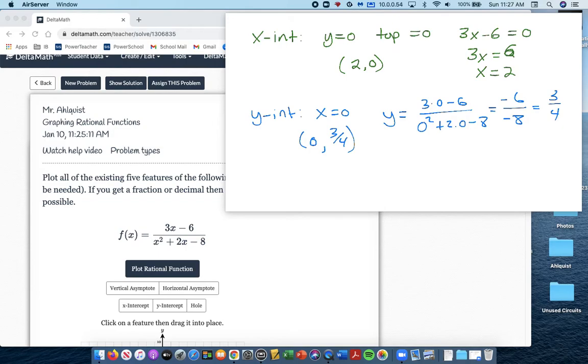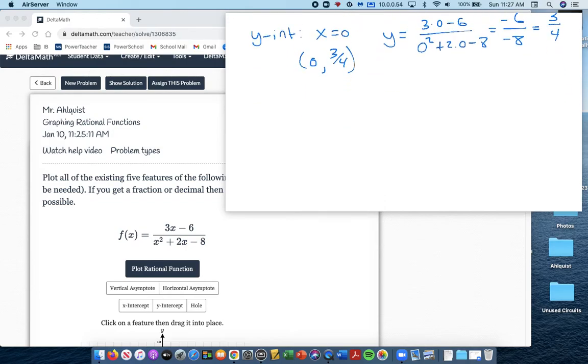Okay, so now let's look at our horizontal asymptote. Notice that on this one, the degree on the top is equal to 1, but the degree on the bottom is equal to 2. So the top degree is smaller than the bottom degree, which makes our horizontal asymptote y equals 0.